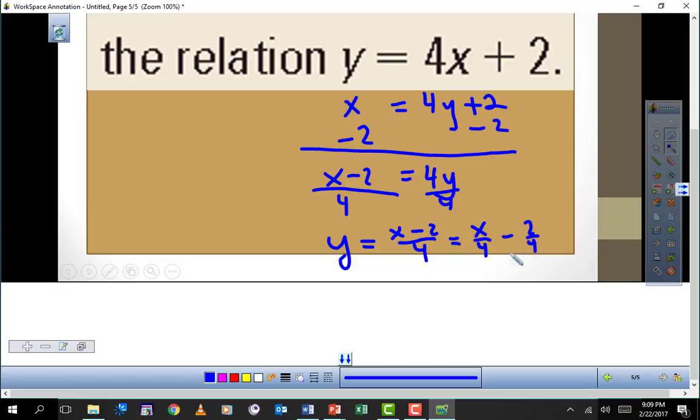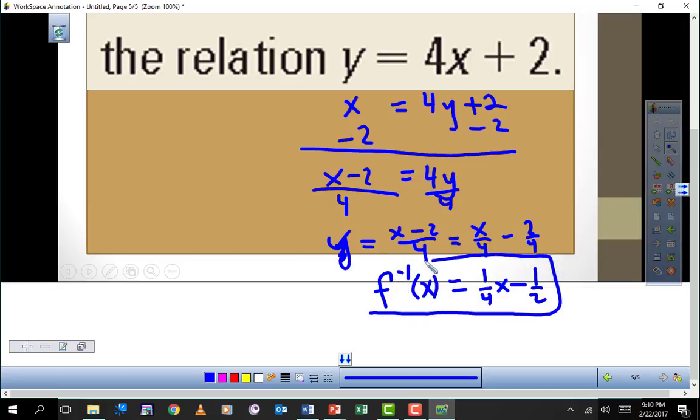If fractions can be reduced, you want to go ahead and reduce them. So another way you could write this is 1/4 x. You can put the x on the side here if you want. And then minus 1/2 here. Anyhow, we no longer call this y, we call it the inverse function. So f to the minus 1 of x. Again, this is not a negative exponent. It's the notation that we use for the inverse function. And there you have it.